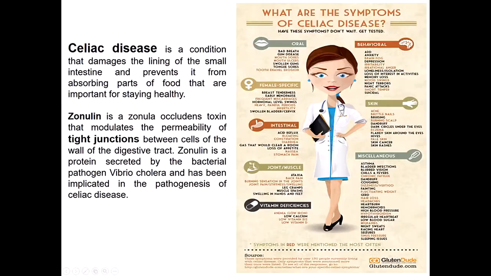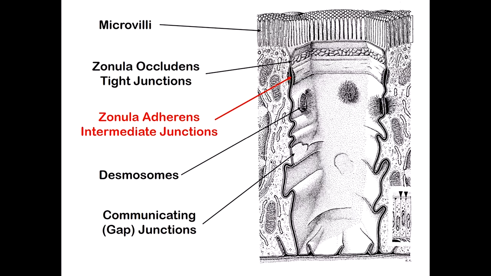And there's diseases associated with the zonula occludens. One of the causes of celiac disease is thought to be a disruption of the zonula occludens. This toxin zonulin can disrupt the zonula occludens, allowing for proteins and whatnot to leak between the cells, leading in part to celiac disease. The next type of cell junction I want to talk about are the zonula adherens.